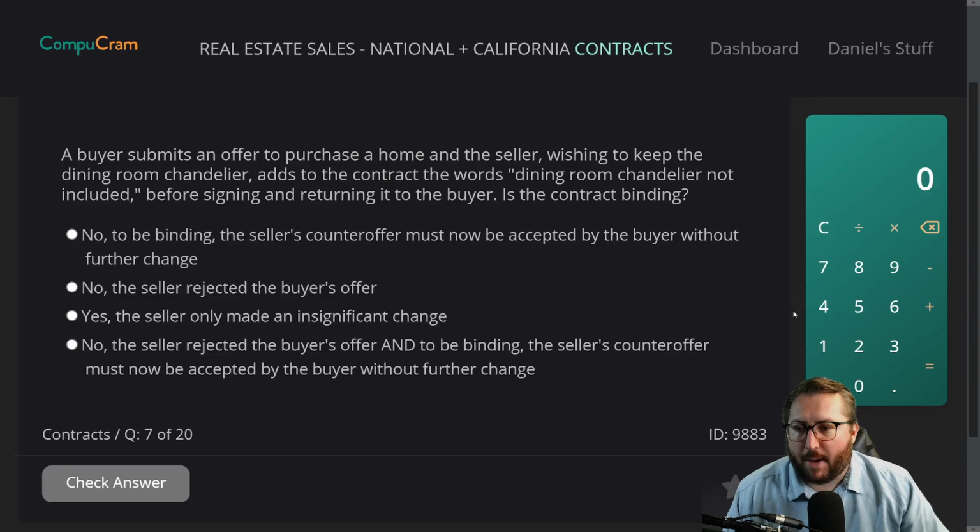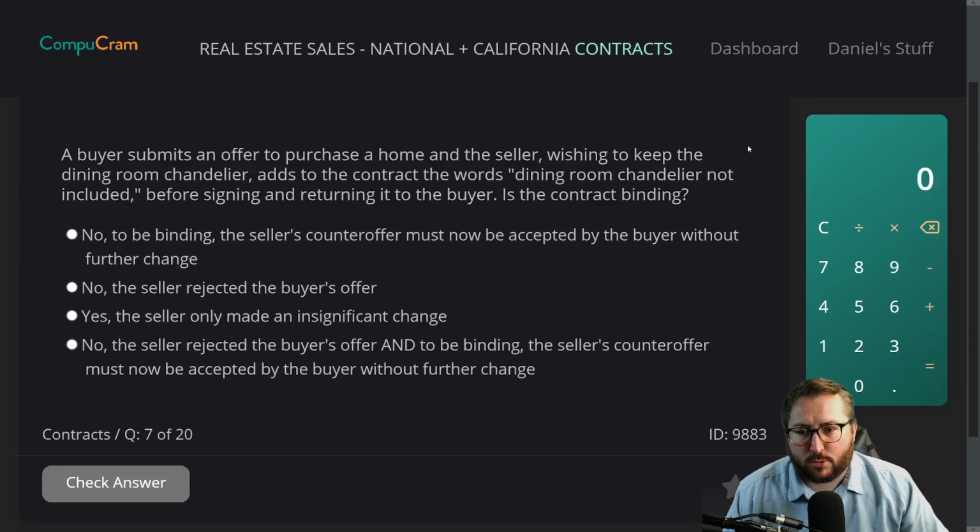Question 7. A buyer submits an offer to purchase a home, and the seller, wishing to keep the dining room chandelier, adds to the contract the words "dining room chandelier not included" before signing and returning to the buyer. Is the contract binding? A, no, to be binding, the seller's counteroffer must now be accepted by the buyer without further change. B, no, the seller rejected the buyer's offer. C, yes, the seller only made an insignificant change. D, no, the seller rejected the buyer's offer, and to be binding, the seller's counteroffer must now be accepted by the buyer without further change.